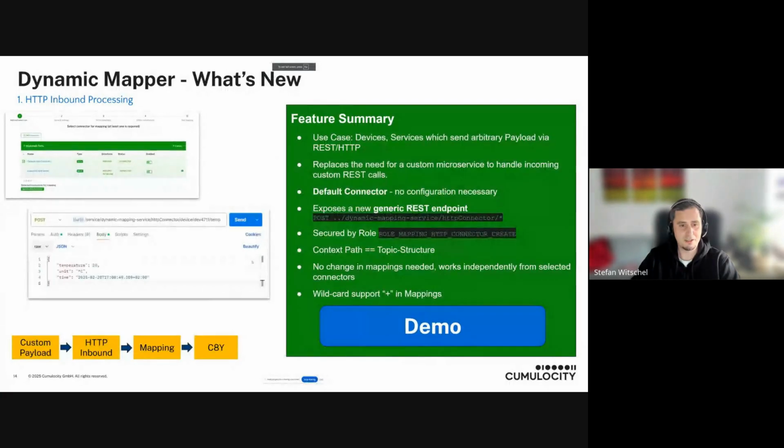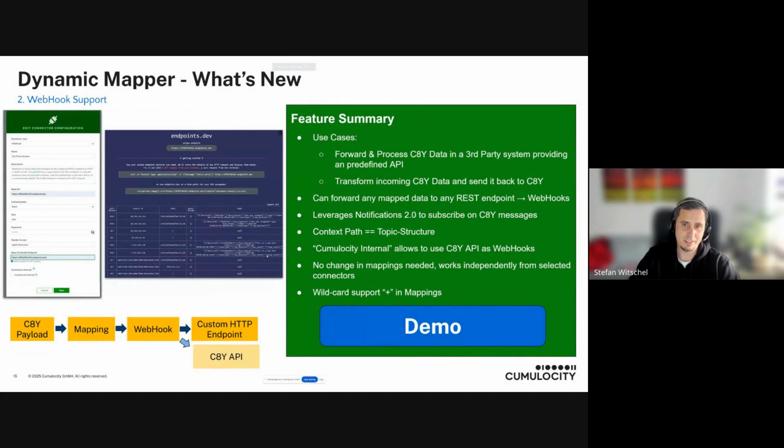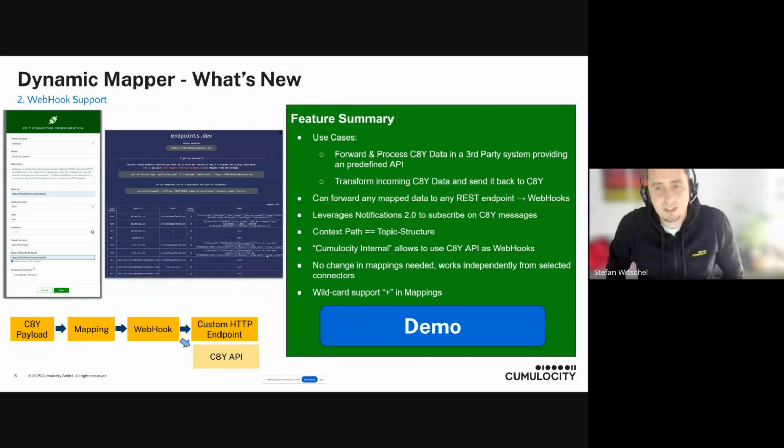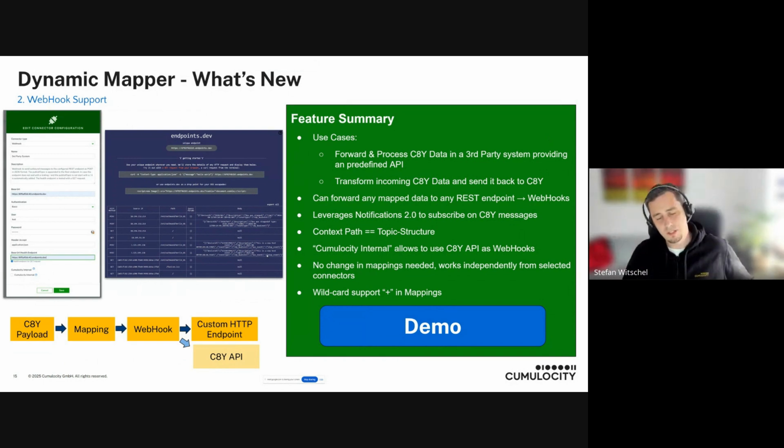The second one is actually the other way around. So we are not getting inbound data, but now we enabled the capabilities of getting data out of Cumulocity and send it to any HTTP endpoint of your choice, which is also called webhooks. It's a common word here to systems which provide webhooks you can implement to send data to.